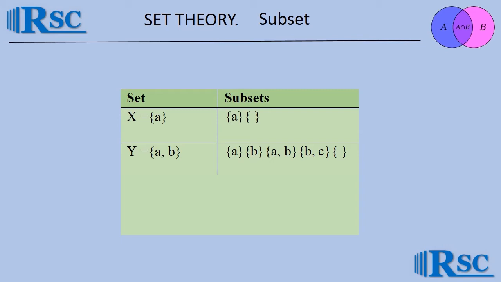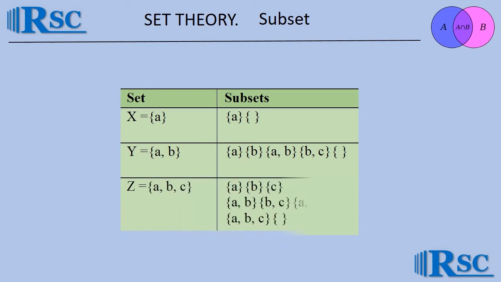And finally, let's look at a set Z with three elements, A, B, and C. Now let's look at the subsets for Z. These subsets would be {A}, {B}, {C}, {A, B}, {B, C}, {A, C}, {A, B, C}, or the set itself, and the empty set.